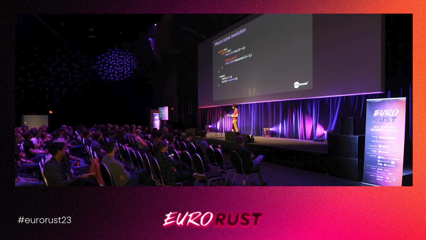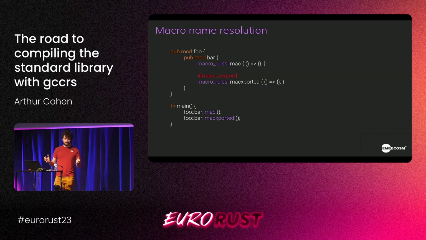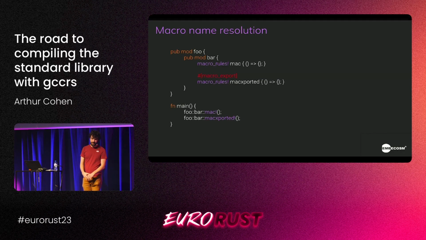And yeah, that code does not work, actually, because macro rules, so these called macros by example, well, their name resolution does not work at all like regular items, as I've been saying. So these 2 macros are going to be visible in the textual scope of the bar module. So right after the last macro definition, we're going to be able to call both of them.